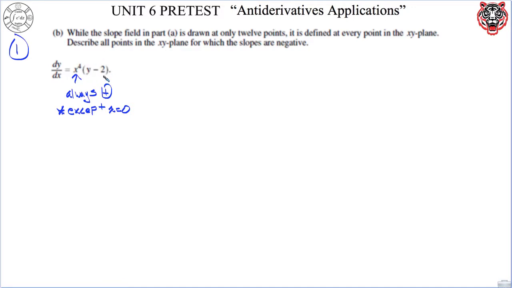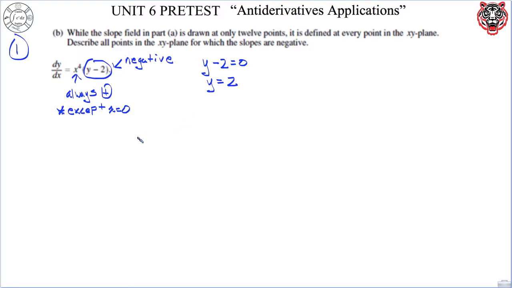So if this is always positive, the question is, how do I make this thing negative? To make this thing negative, I basically just need to solve for where y minus 2 is equal to 0. That happens at y equals 2. Therefore, if y is less than 2, then I'm going to be negative. It has to be less than 2, not 2 or less. So if y is 1.9, 1.9 minus 2 is a negative.